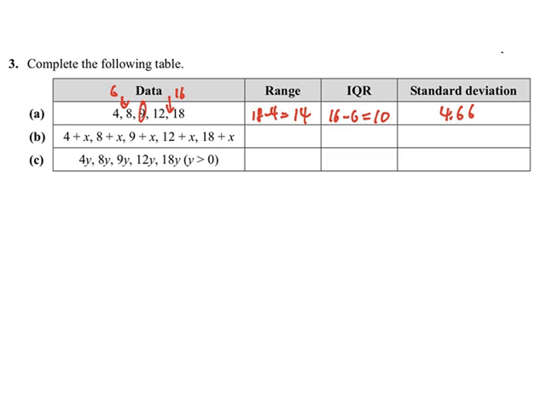Question B. In question B, you can see every datum from B is plus x from A. You see 4 plus x, and 8 plus x. So for range, remember if we add something, range, interquartile range, and SD don't change. That means they are the same: 14, 10, and 4.66. No change. But for part C, it is times y. So it will be affected. That means the range is 14y, the interquartile range is 10y, and finally the SD is 4.66y.